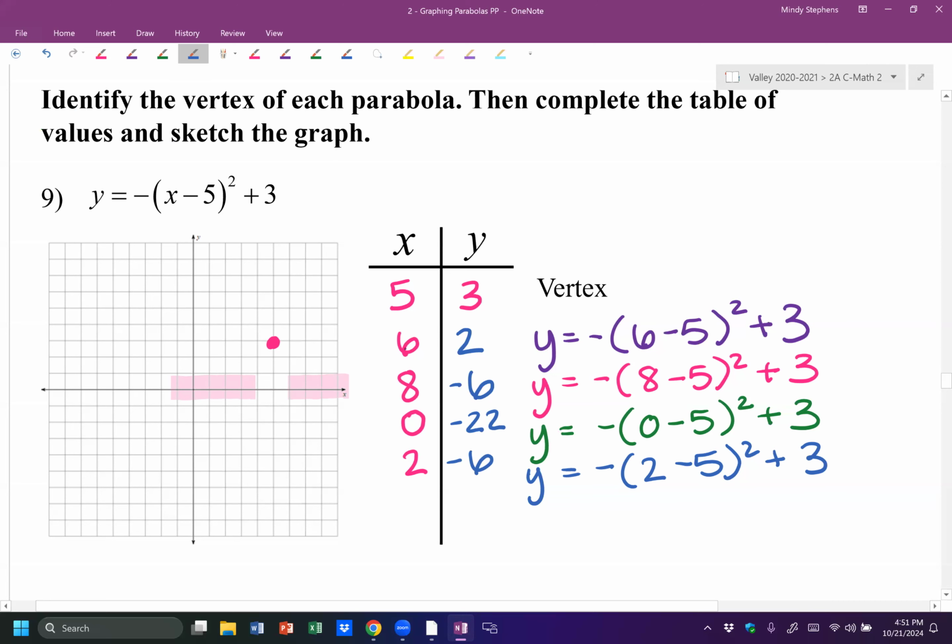So let's graph what we can. So the 6, 2, if I go right 6 and then up 2. And then 8, negative 6. So right 8. And then I go down 6.